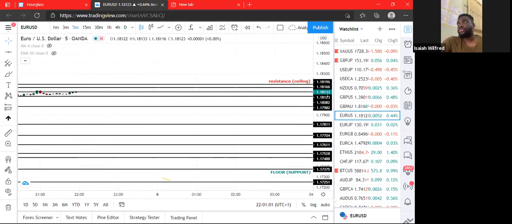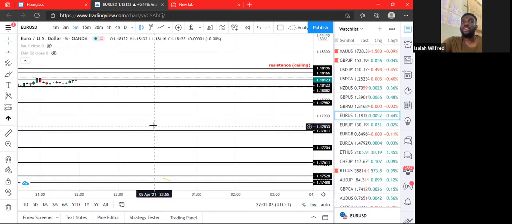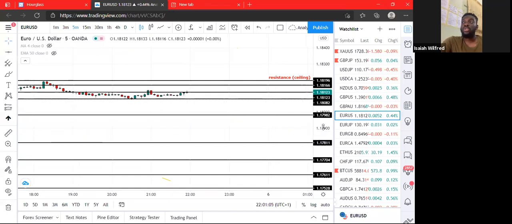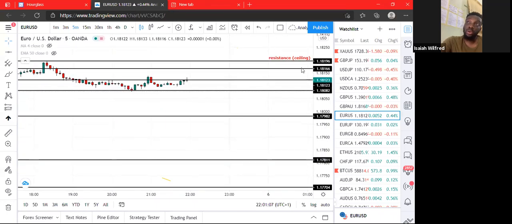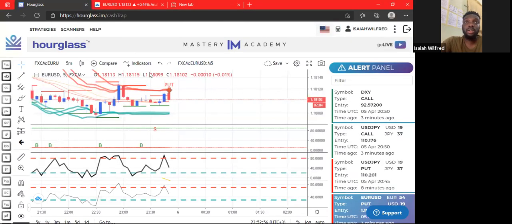So now the only thing I'm watching out for is if Cashtrap calls out a buy or a sell. I should be looking for, okay, where's the nearest resistance or where's the nearest support I want to sell or buy from, just like that.